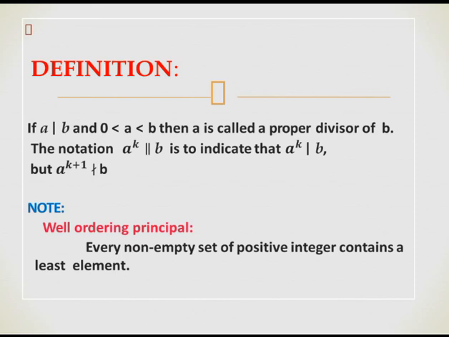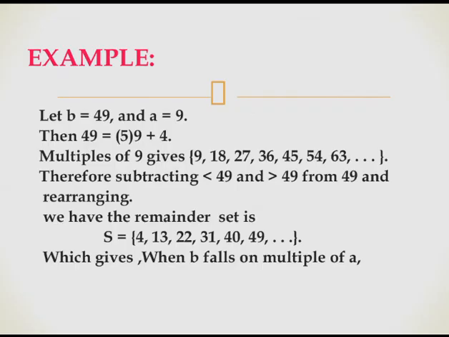The next one is the well ordering principle. Every non-empty set of positive integers contains a least element. This can be proved by the following example. Let b be equal to 49 and a be equal to 9. Now divide b by a. That is, 49 divided by 9, we get 5 as the quotient and 4 as the remainder. It can be written as 49 is equal to 5 into 9 plus 4.